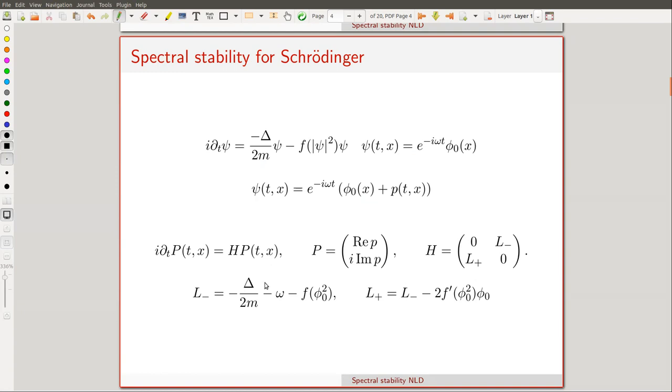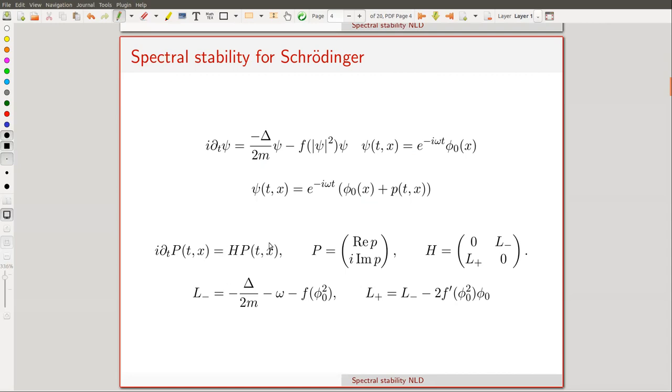So this is what you get. And then, still with physicist eyes, you say, okay, fine, I have an operator here. If this has a real spectrum, then since I have the i here, I will have only oscillating modes. And if this one has spectrum on the positive imaginary axis, I will have exponentially growing modes. And these are the ones that I will call unstable.